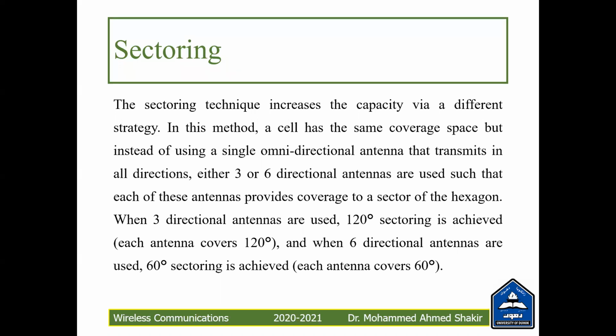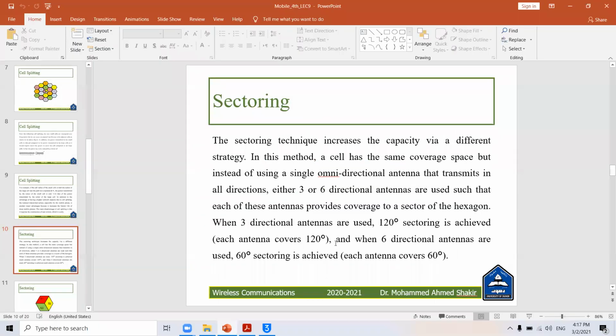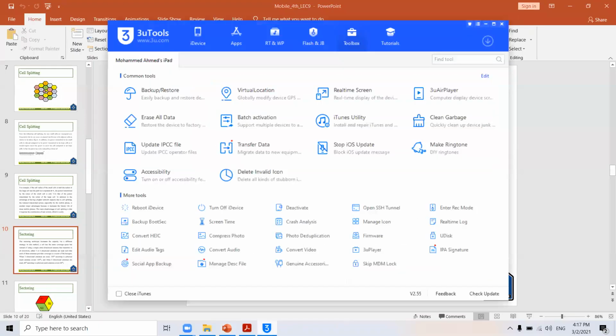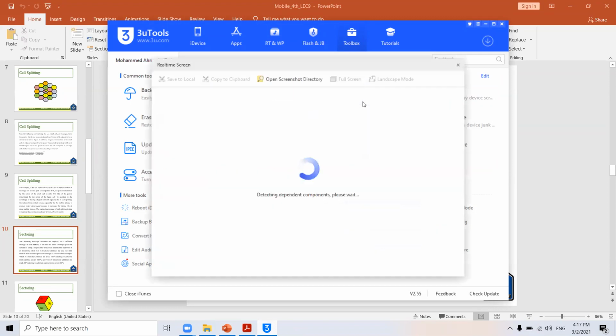Now we are going to talk about another important technique, which will be used for enhancing the capacity of the cellular communication system, which is sectoring. Now, in the previous lectures, we talked about S over I, and I told you that the limiting factors in the cellular communication system are two things: the bandwidth and the interference.